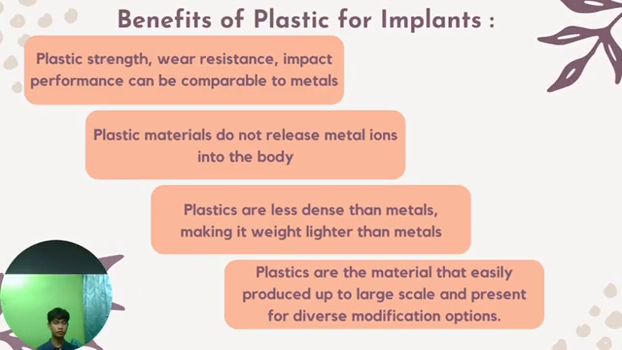These are the benefits of plastic for implants. The first is that plastic strength, wear resistance and impact performance can be the same as or comparable to metals, so manufacturers are more likely to choose plastic over metals as it is cheaper. The second benefit is that plastic materials do not release metal ions in the body, which is why plastic is the material most likely to be chosen in making implant products.